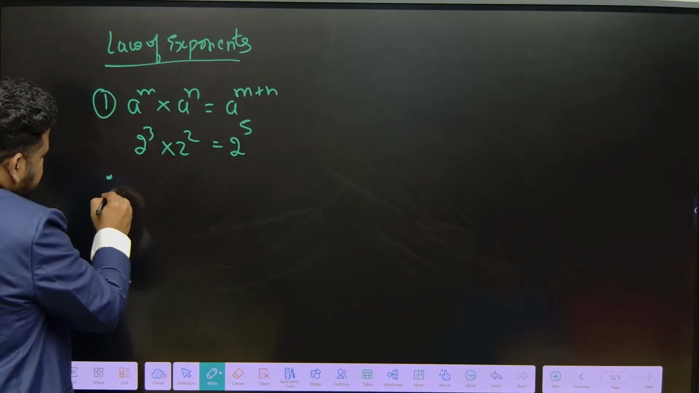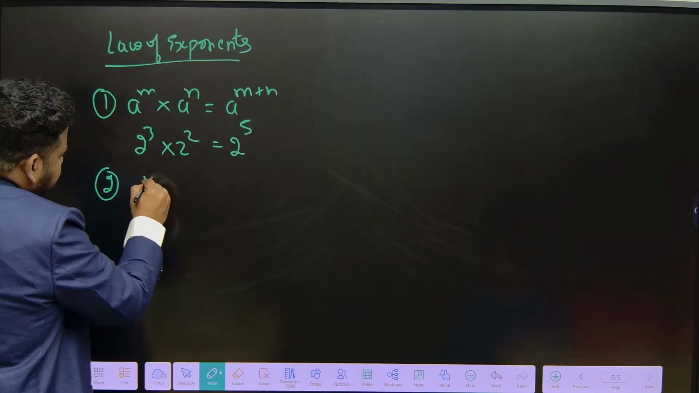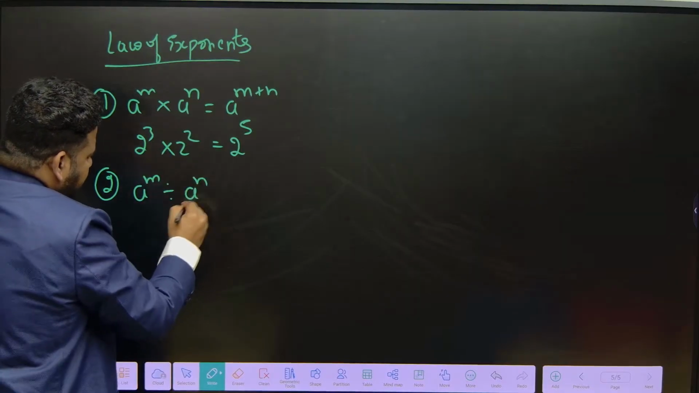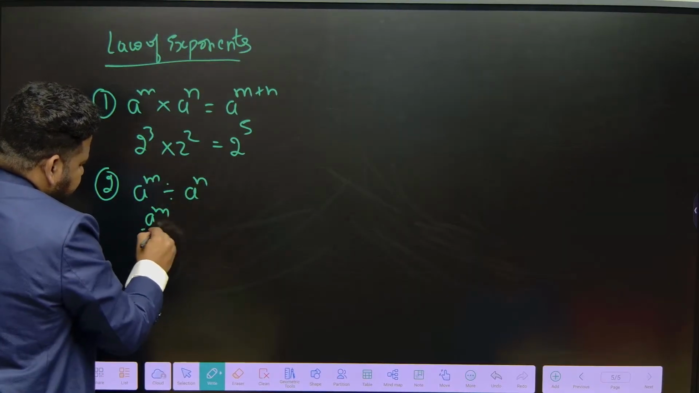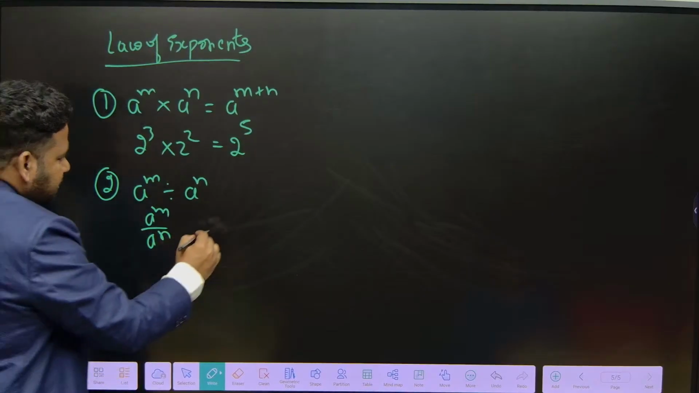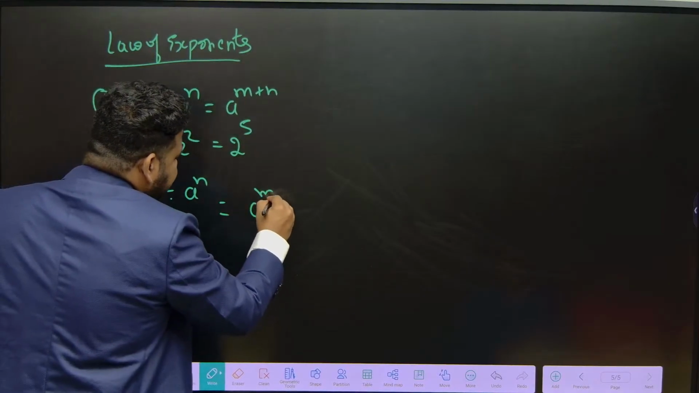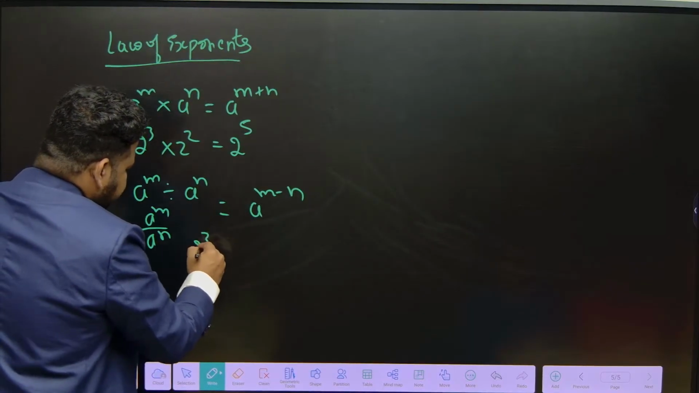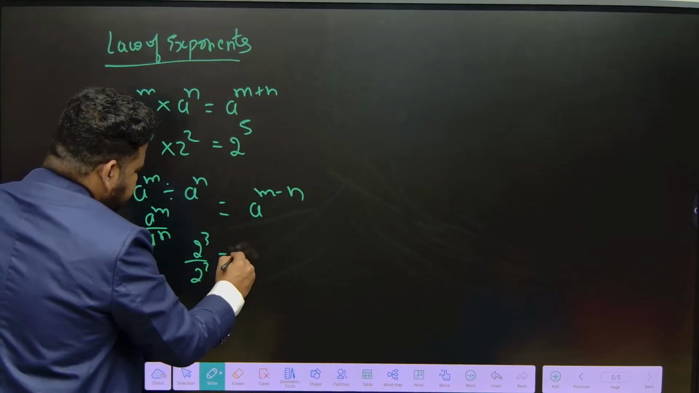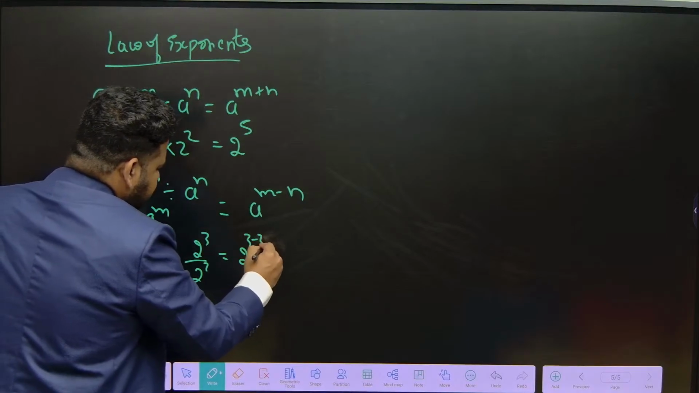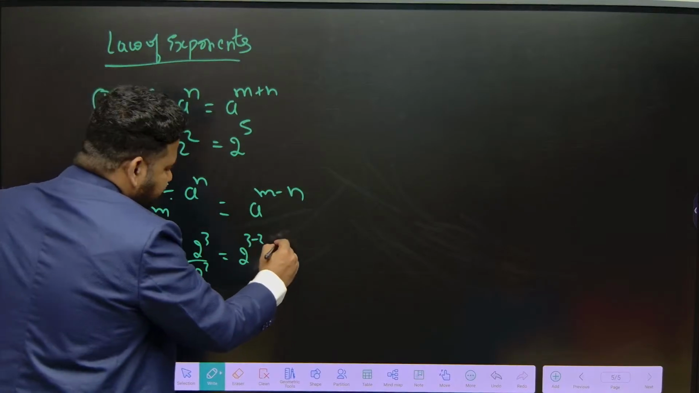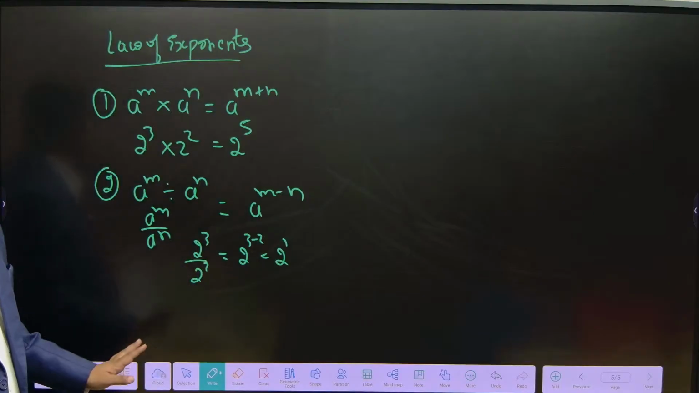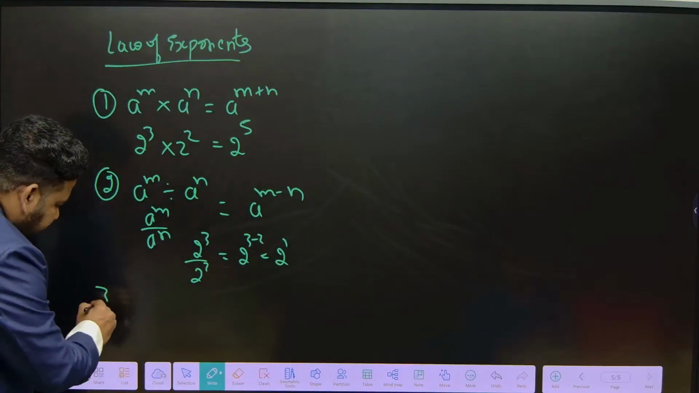Correct? Second, if there is a to the power of m divided by a to the power of n, the answer is a to the power of m minus n. For example, if I take 2 to the power of 3 divided by 2 to the power of 2, the answer will be 2 to the power of 3 minus 2, that is 2 to the power of 1, which is 2 itself. Clear?